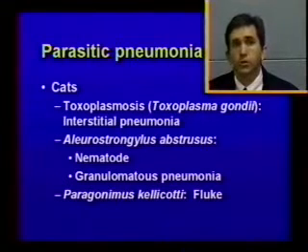Both of these use a snail or a slug as an intermediate host, and that is thought to be the route of infection of cats through the consumption of these intermediate hosts.